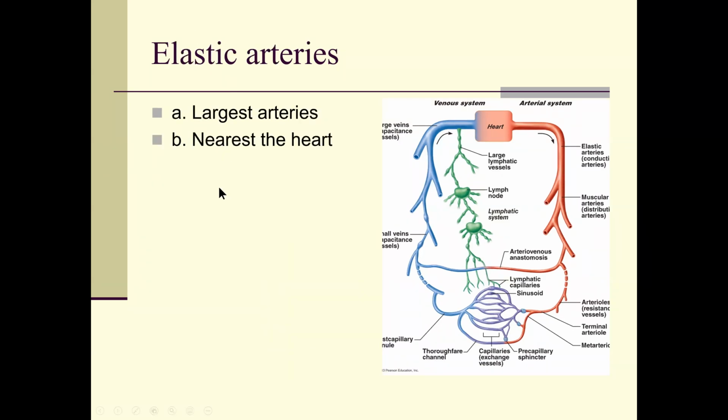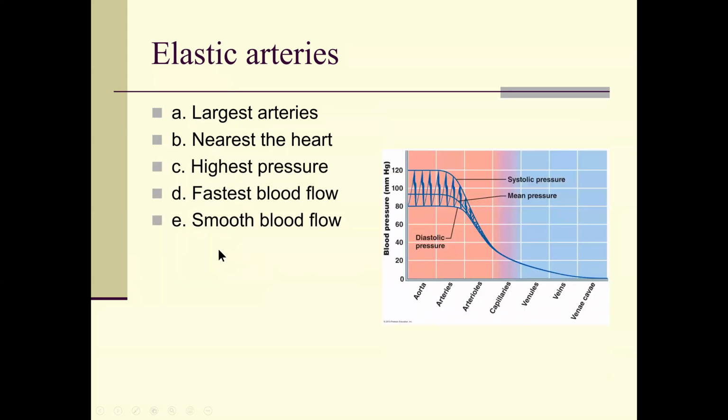Elastic arteries are the largest arteries. They're near the heart. They have the highest pressure. We will look at this a lot, okay? Here are our elastic arteries and arterioles and things like that. They have the highest pressure.